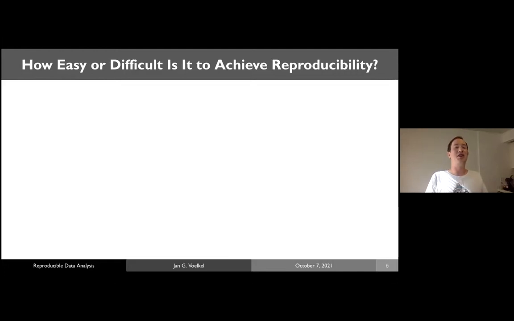But even the absolute minimum here might not be easy to achieve. When I try to dig into prior data, by now it is sometimes possible to find posted data sets. But even then, it can be really, really tricky to understand people's code, to find all of the necessary pieces to be able to achieve reproducibility.